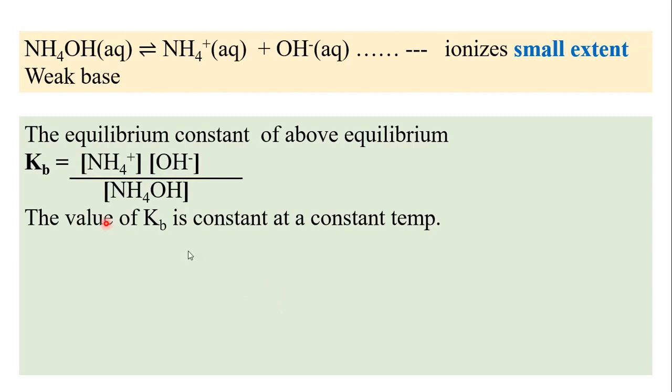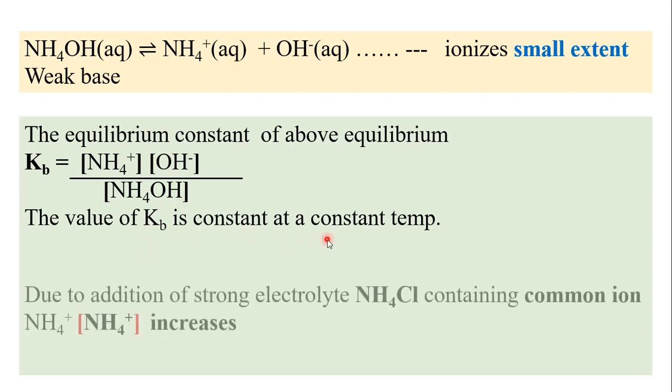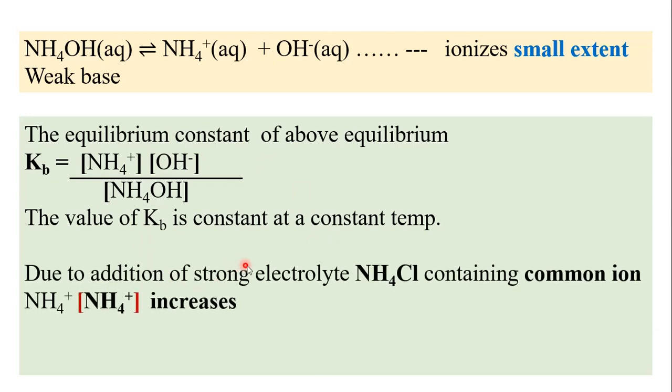Kb is the equilibrium constant for a weak base, called the dissociation constant of the weak base. It is equal to the concentration of NH4 ion times the concentration of OH ion divided by the concentration of NH4OH, and the value of this Kb is constant at constant temperature.